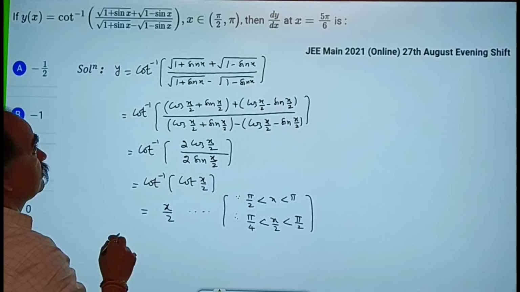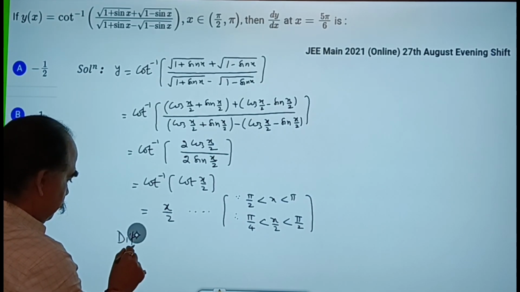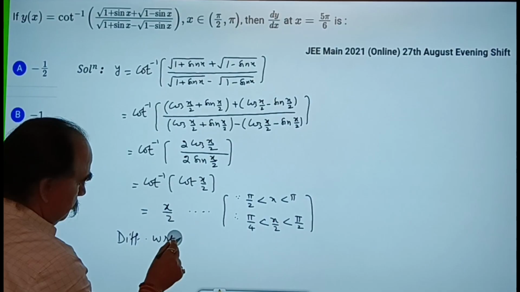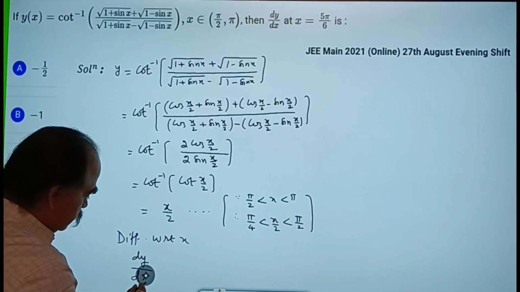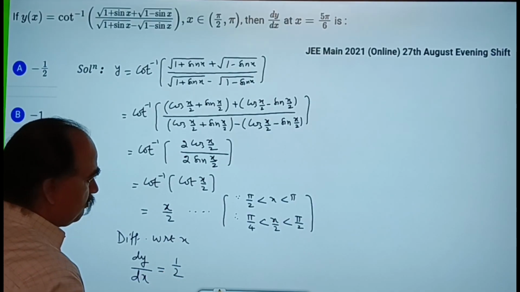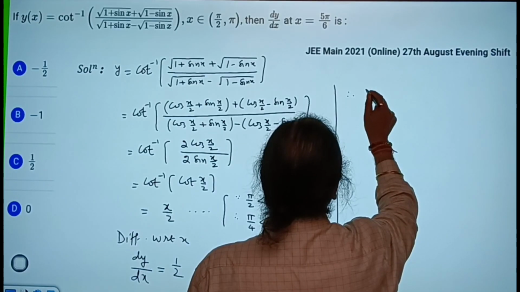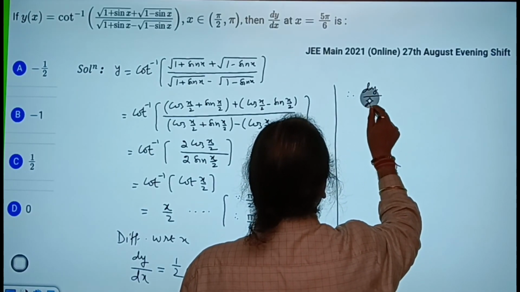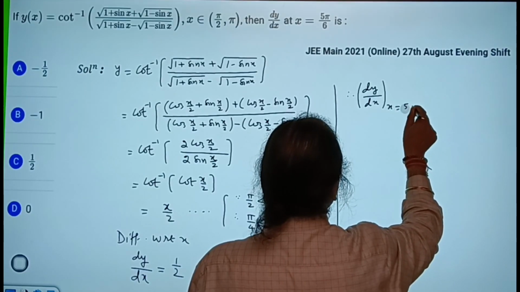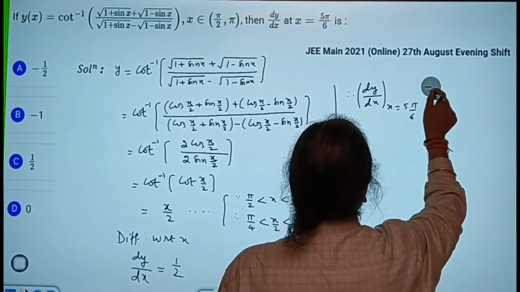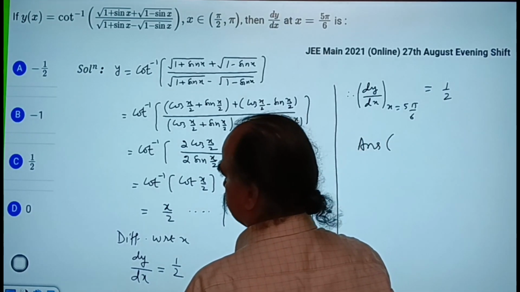So differentiating with respect to x, dy by dx is what? 1 by 2. So dy by dx when x is 5 pi by 6 will also be half for me. The answer is C.